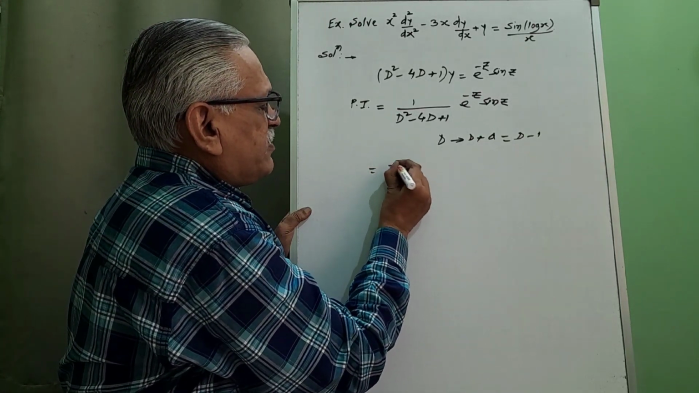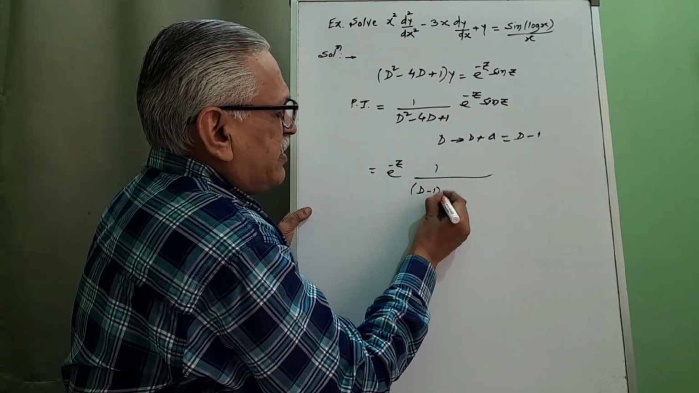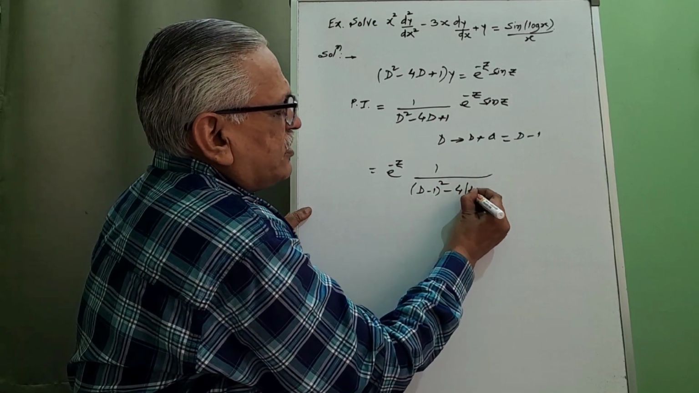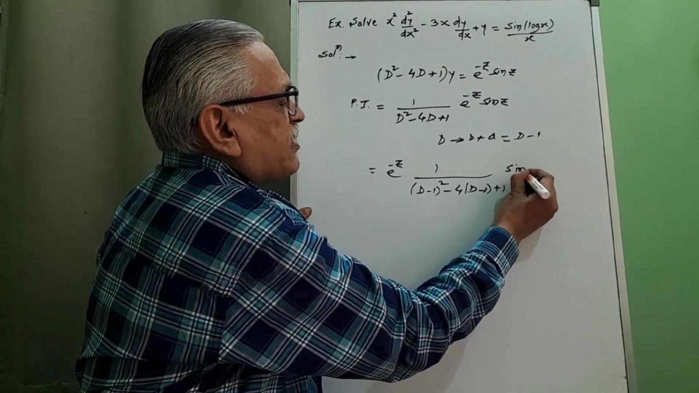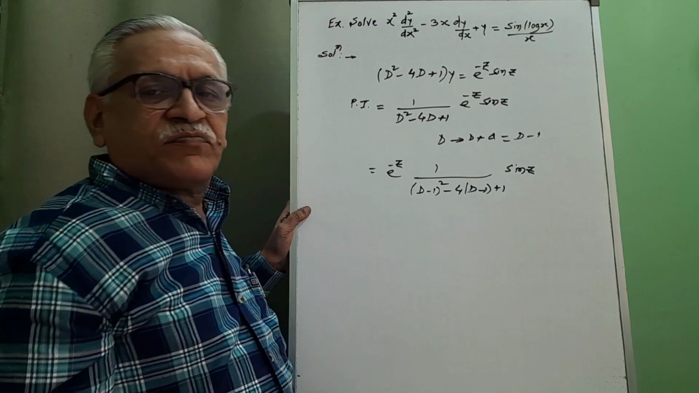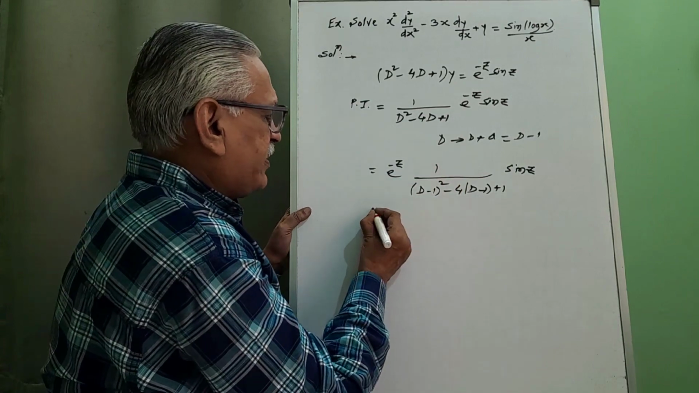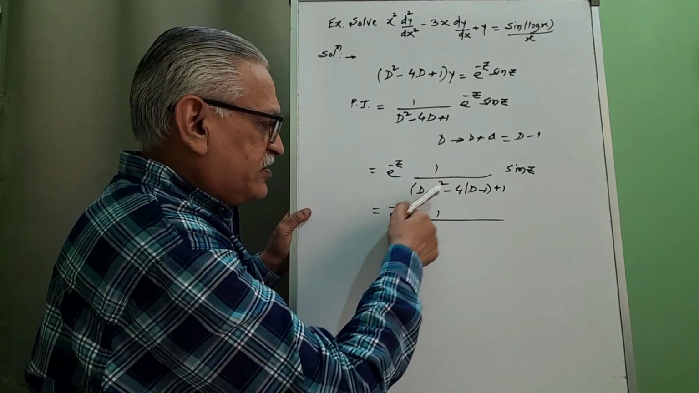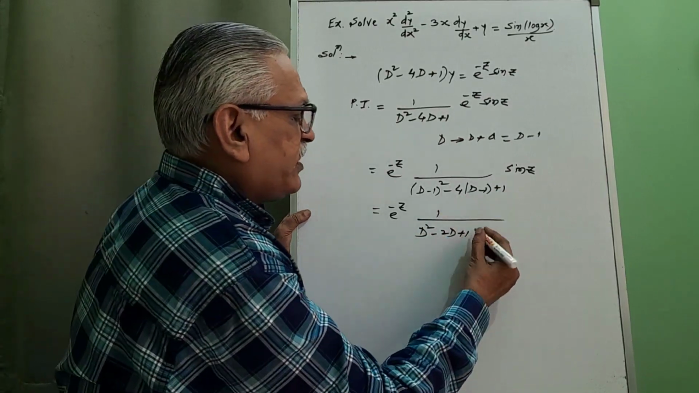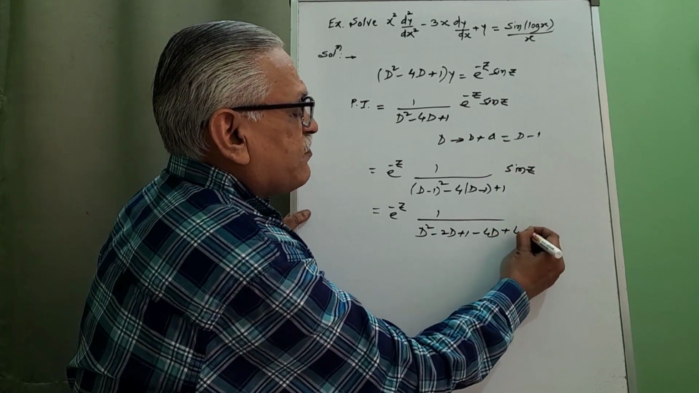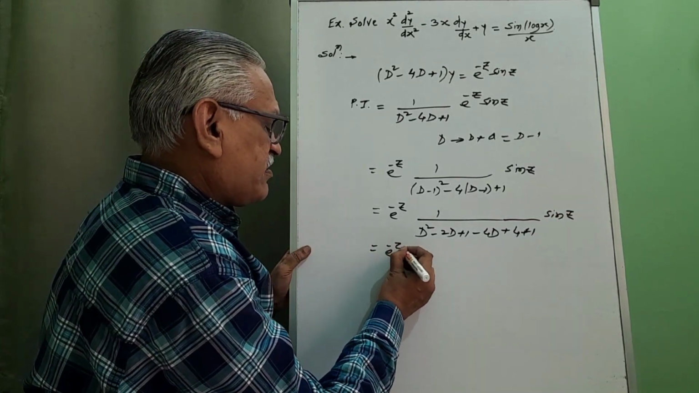Therefore e raised to minus z, 1 upon, replacing D by D minus 1, we get (D minus 1) whole square minus 4 times (D minus 1) plus 1, which we have to operate on capital V. Here that capital V is sin z. Remember this step. Then simplifying it, it is D square minus 2D plus 1 expansion, minus 4D plus 4, and plus 1, which we have to operate on sin z. Therefore it is e raised to minus z, 1 upon.